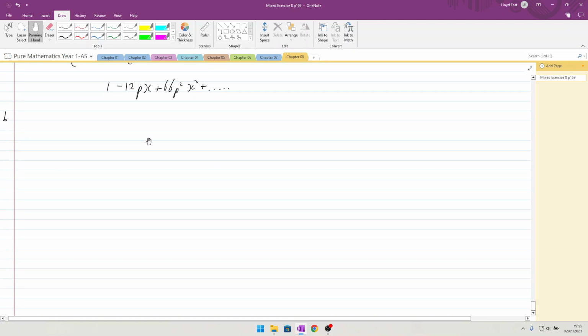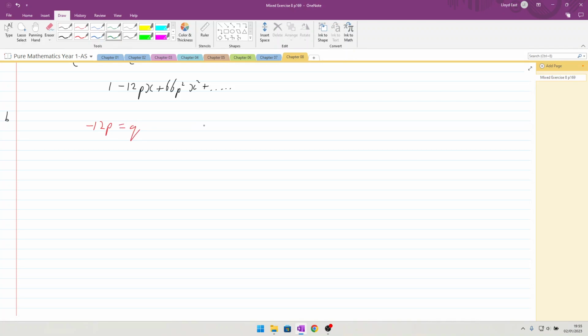Given that the expression that we just did, the coefficient of x is q and the coefficient of x squared is 6q. Find the values of p and q. So what they're saying is that the coefficient of x, which is minus 12p, is equal to q, and the coefficient of x squared, so that's 66p squared, is equal to 6q.